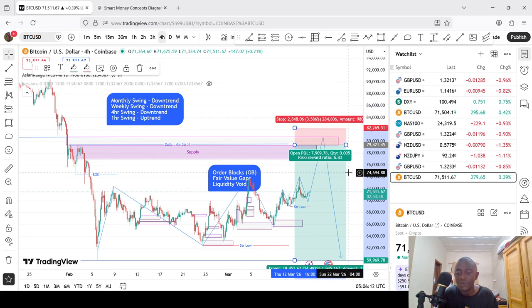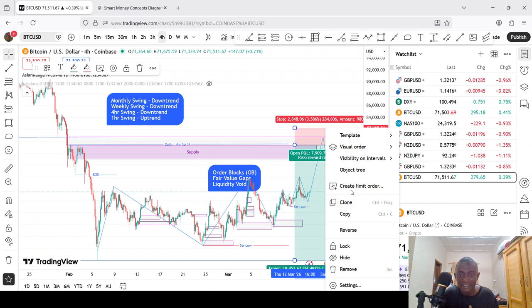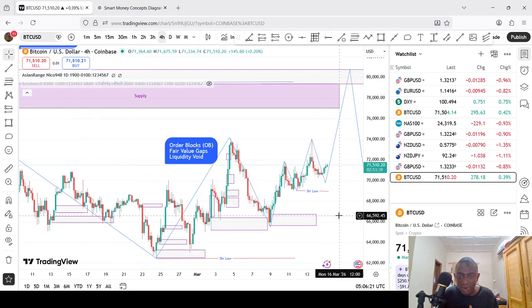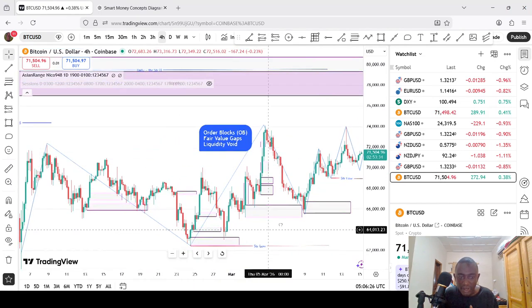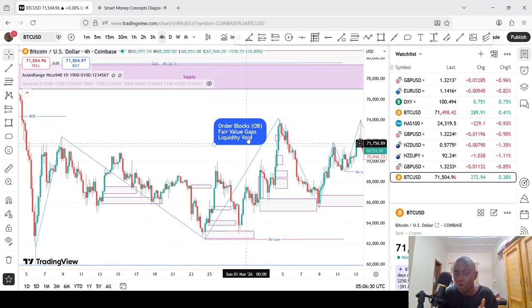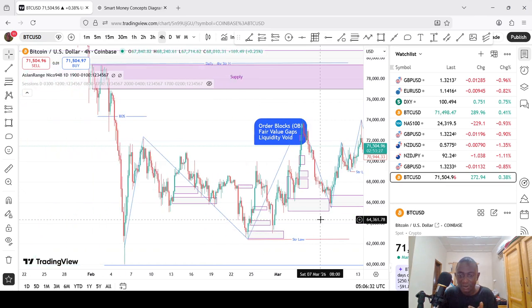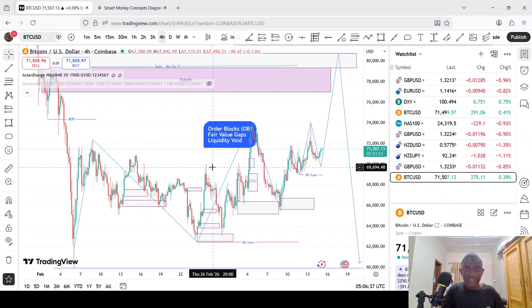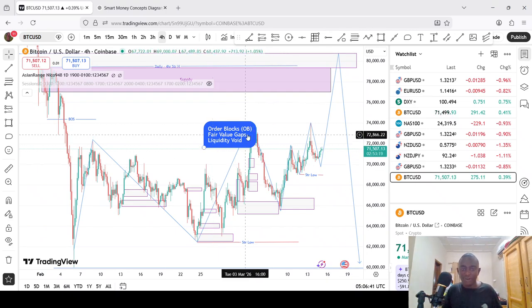I know you've already watched the first video. Okay, so just understand, go through, identify areas of interest, but mostly order blocks. The strongest order blocks are always associated with big moves. They are associated with fair value gaps or liquidity void. All right, I hope now you understand the meaning of order blocks. When you talk about order blocks, you understand. When you talk about fair value gaps, you understand, and liquidity void.